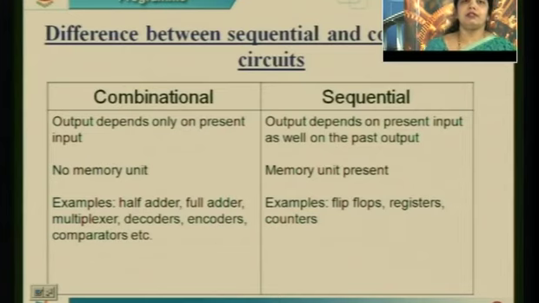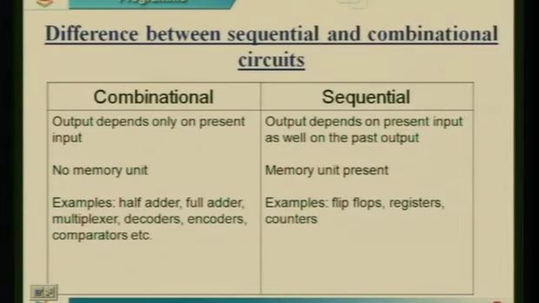Let us discuss the difference between sequential and combinational once again. The combinational circuit output depends only on the present input. Note that it depends only on the present input, but in case of sequential, output depends on the present as well as on the past output. So sequential takes care of two elements: present input as well as past output. In a combinational circuit we don't have any memory element to store the bit, but in a sequential circuit we do have a memory unit to present what is stored.